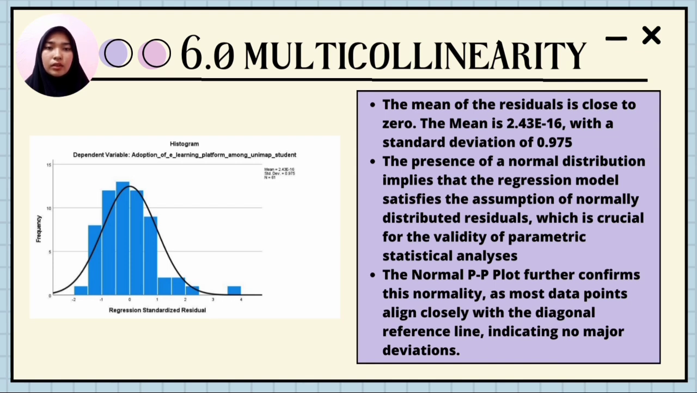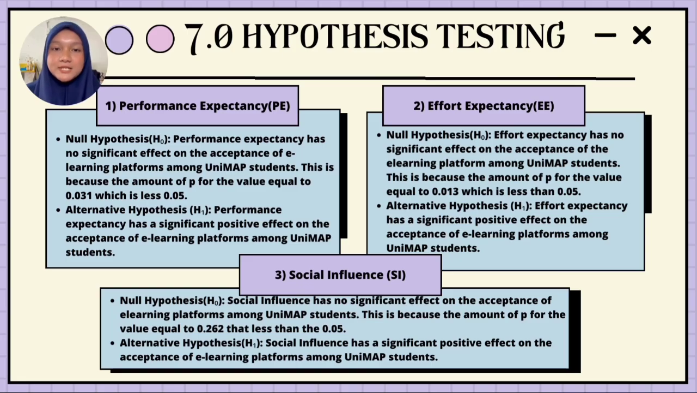The presence of a normal distribution implies that the regression model satisfies the assumption of normally distributed residuals, which is crucial for the validity of parametric statistical analysis. The normal P-P plot further confirms this normality as most data points align closely with the reference line, indicating no major deviation.